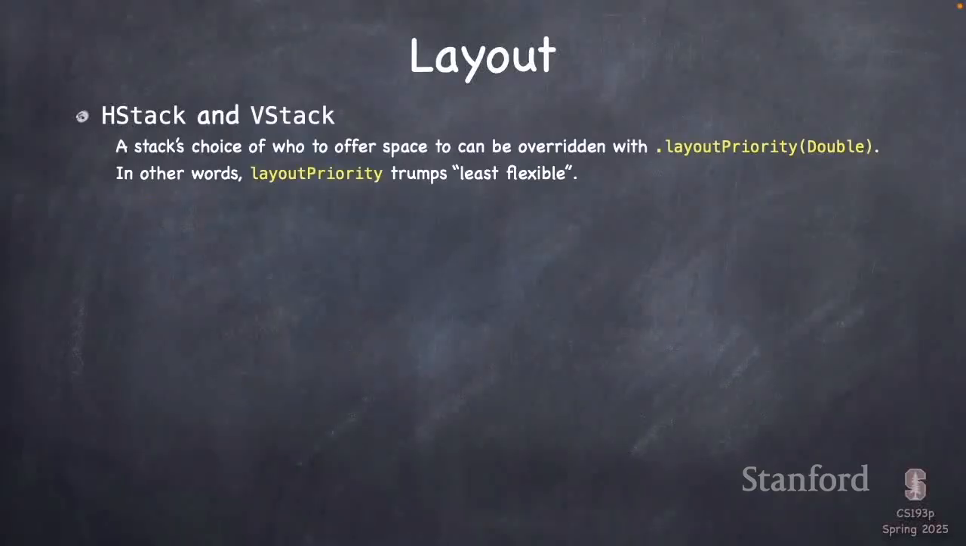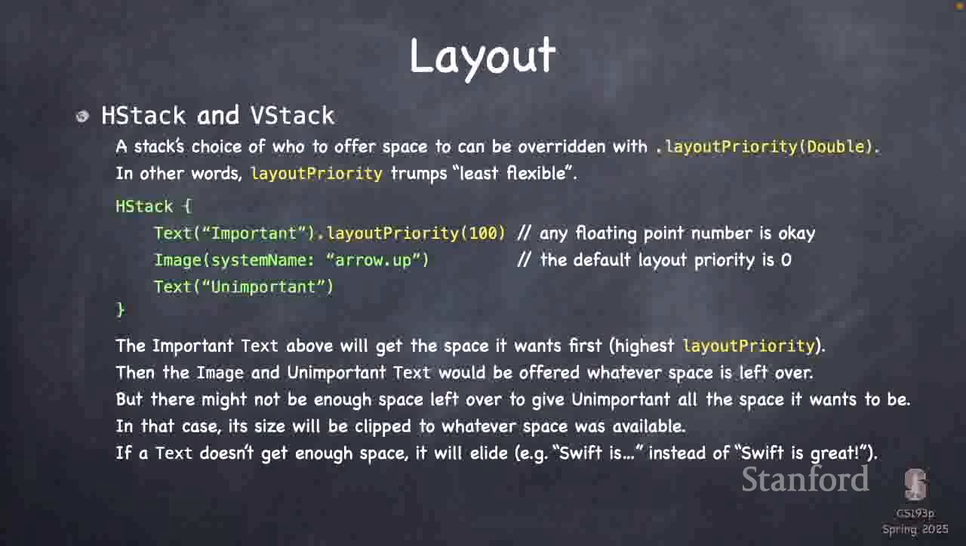Now, that whole thing that HStack and VStack do, where they do least flexible and all that stuff, can be overridden. You can control it with this thing called layout priority. So this view modifier, if you put it on a view, the default layout priority is 0. So all the views are doing the least flexible thing I just talked about if they're all layout priority 0. But if you bump one up above 0, and this is a floating point number, so you could bump it up to 0.1 if you wanted, that would be more than 0.